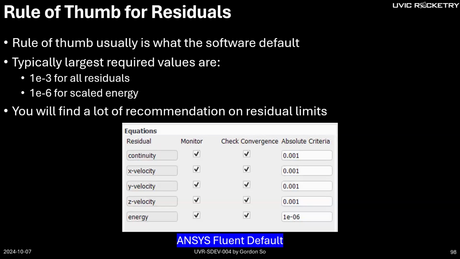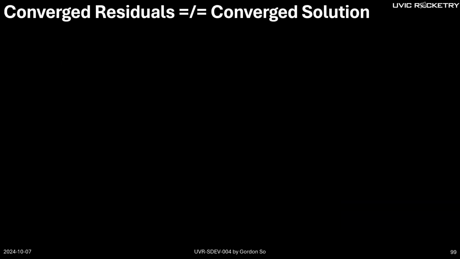For example, someone would suggest for laminar flow, you may want to use even like 10 to the power of -12. For turbulent flow, maybe -6 is good enough. So make sure you know what residue you need, because that dictates how many iterations you need to run.